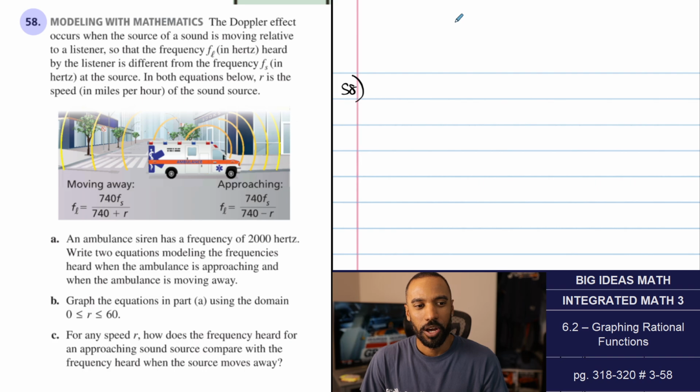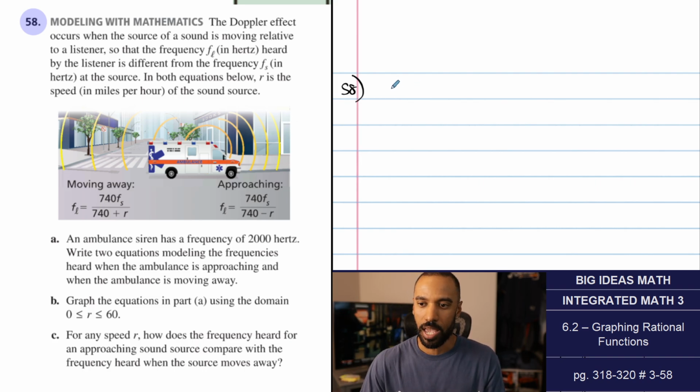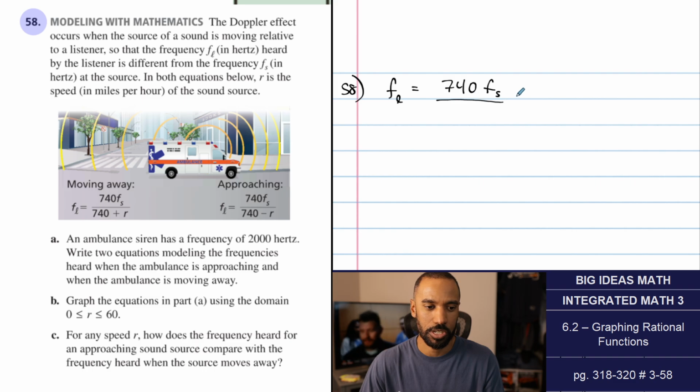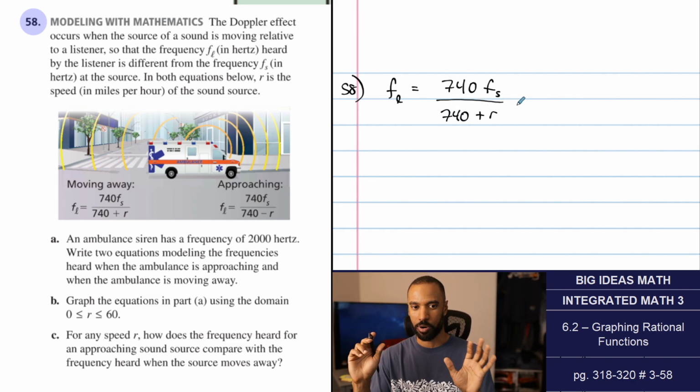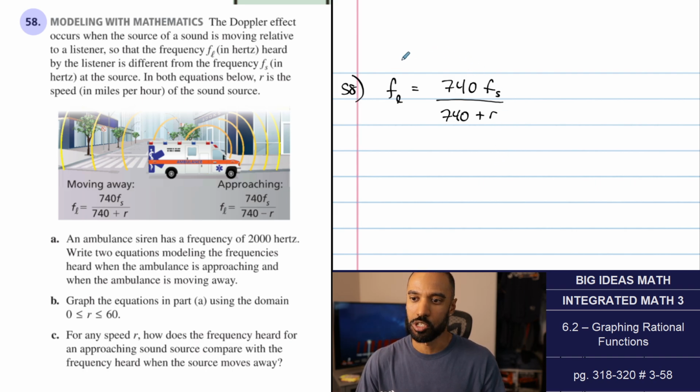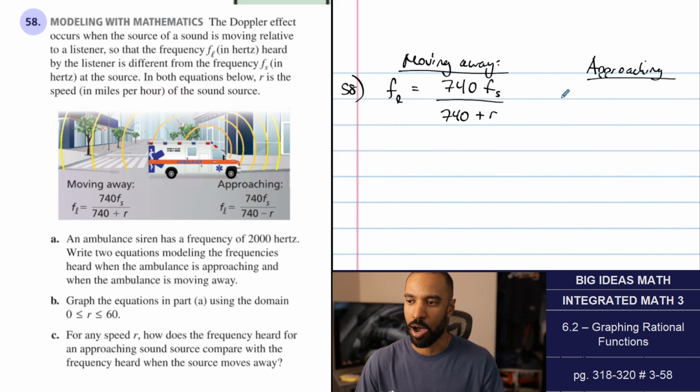In both equations below, R is the speed in miles per hour of the sound source. I'll trust it. Let's see. F sub L equals 740 times F sub S over 740 plus R. I'm shaking over this problem, going, oh my gosh, what are we going to have to do? So this is moving away, and this is approaching. So there are two different ones. When you approach, you have a different kind of model.